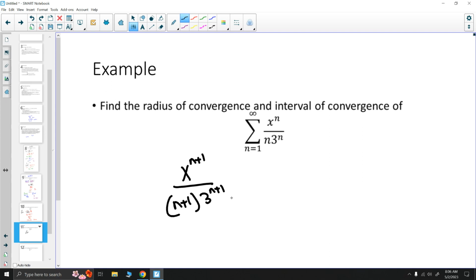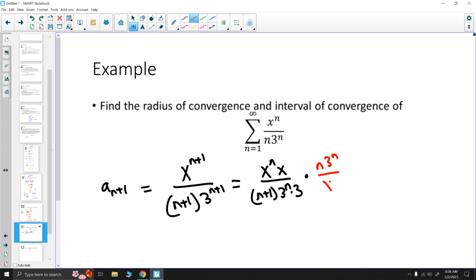I said I was going to be lazy, but I've just decided I really shouldn't be lazy. All right, so really, this is our n plus 1, so a sub n plus 1. So really, this is going to be x to the n times x over n plus 1 times 3 to the n times 3. And we're going to say times, because it's divided by this thing, so it's times the reciprocal, n times 3 to the n, over x to the n. So that's what we're doing. We're taking the absolute value, limit as n goes to infinity, etc.